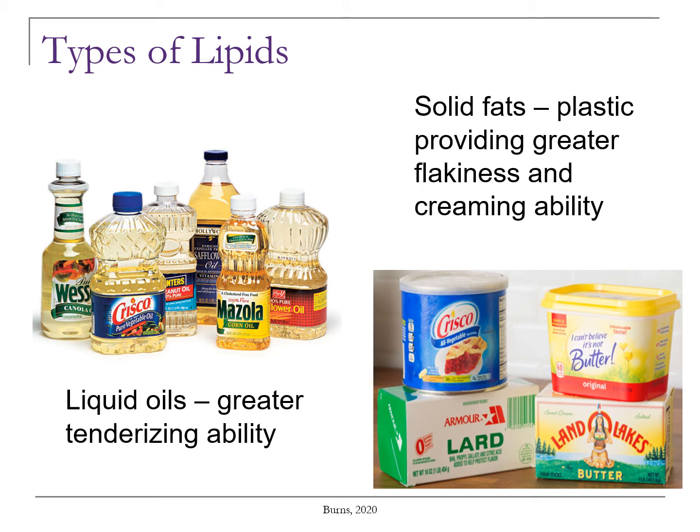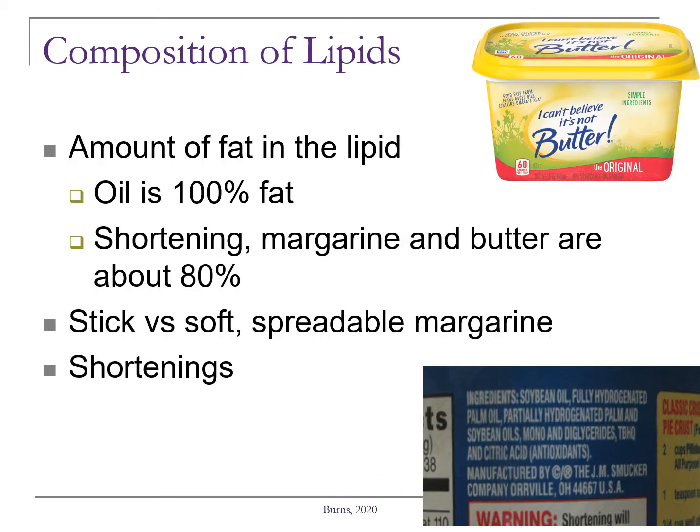Solid fats, such as shortening, butter, and lard, provide for greater flakiness in pastry and biscuits and have a greater creaming ability. Oil is 100% fat, whereas shortenings, margarine, and butter are about 80% fat due to the inclusion of air and additives in the shortening and the milk solids in the margarine and butter. This makes more of a difference in the functionality of lipids in baked goods.